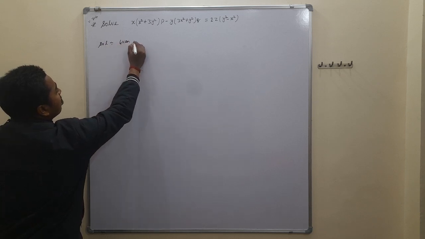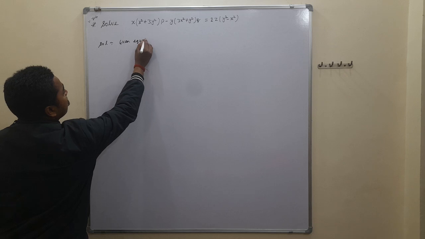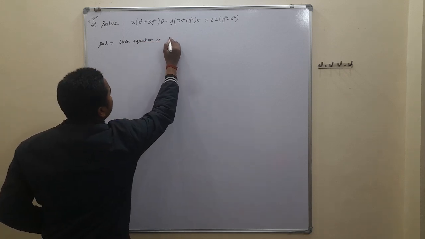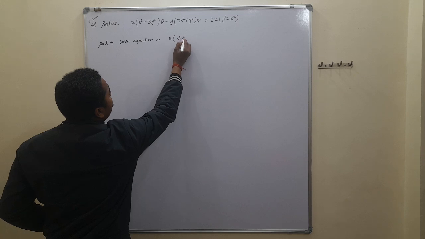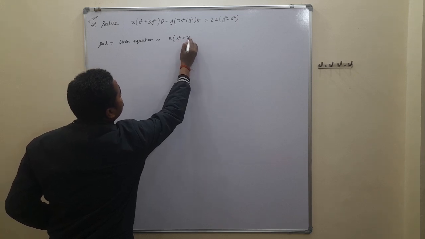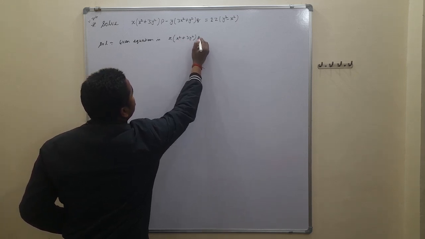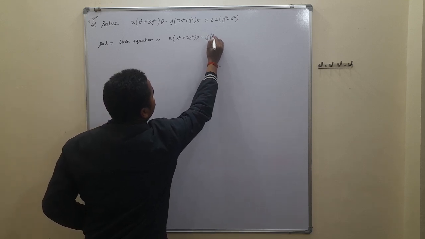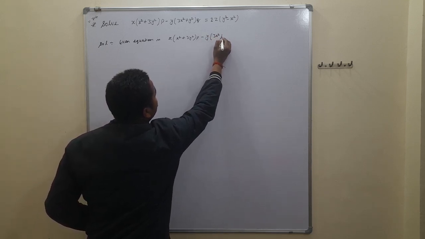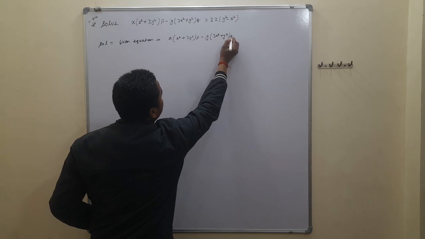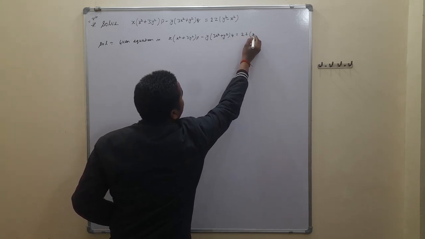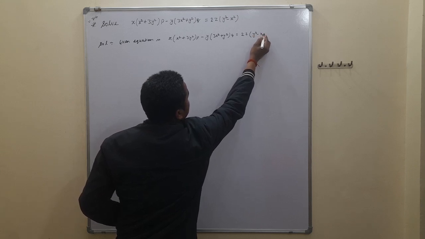Given equation is x(x² + 3y²)p − y(3x² + y²)q = 2z(y² − x²).